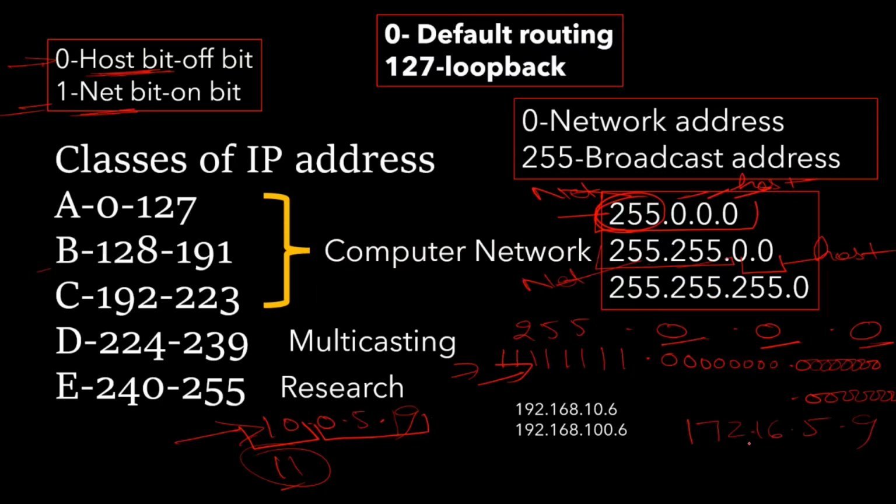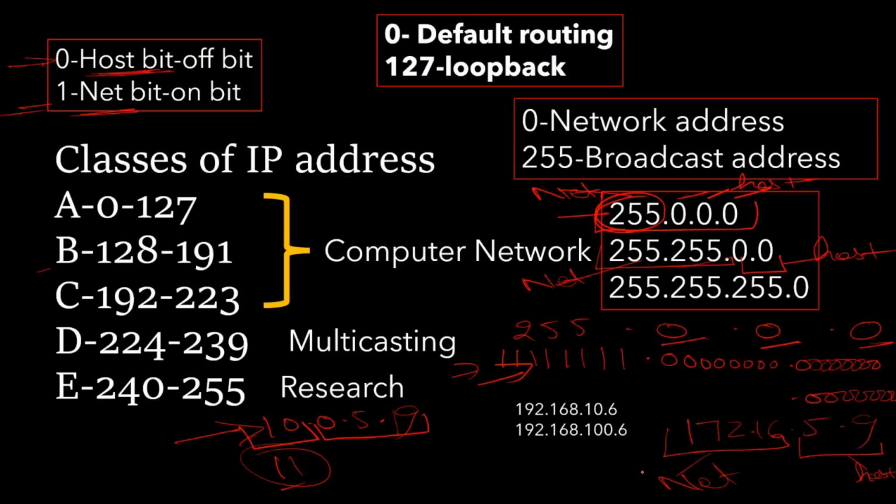So the starting two octets are for the network, this 172 and 16. This is the network part, and the last 5.9 is the host part. If you want to add any PC, you can only change the last two parts, this 5 and then 9. But if you make any changes in the starting two parts, like 172 or 16, then your network will change. Then if you want to communicate with that PC, in that case you have to use a router in your network, and you have to do routing on that router.